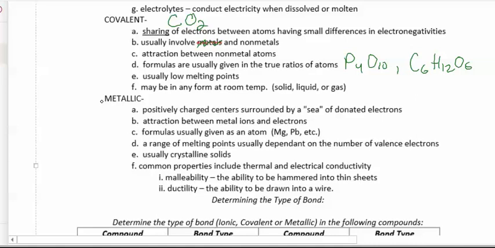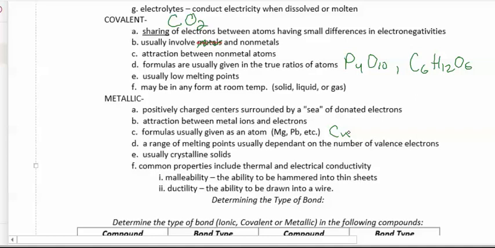So you can just have one, so written as MgPb, or if it's copper, Cu. There's a range of melting points, usually dependent upon the number of valence electrons. Some have a very high. Tungsten's one of the highest, and they are crystalline solids. So they're often very malleable, meaning they can be hammered into thin sheets, and ductile, meaning it can be drawn into a wire. Both are examples of it.